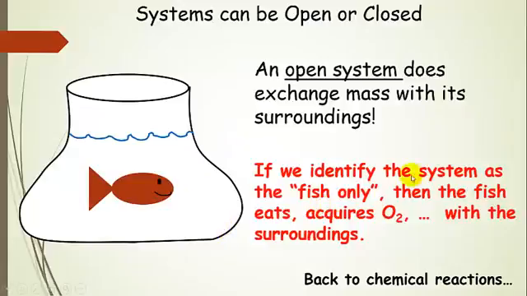Now, an open system does exchange mass in addition to energy with its surroundings. So if we identify the system as the fish only, then the fish would eat and acquire oxygen and do whatever else fish do in the fish bowl, interacting directly with its surroundings and exchanging matter and everything.